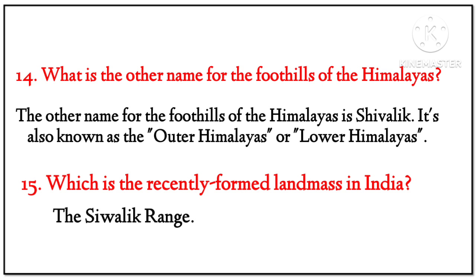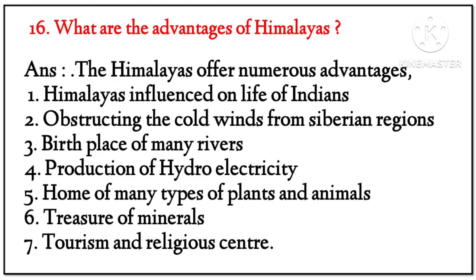15. Which is the recently formed land mass in India? Our answer is the Shivalik range. 16th, what are the advantages of the Himalayas? Our answer: the Himalayas offer numerous advantages. They influence the life of Indians by obstructing the cold winds from the Siberian regions, being the birthplace of many rivers, producing hydroelectricity, being home to many types of plants and animals, a treasure of minerals, and tourism and religious centers.